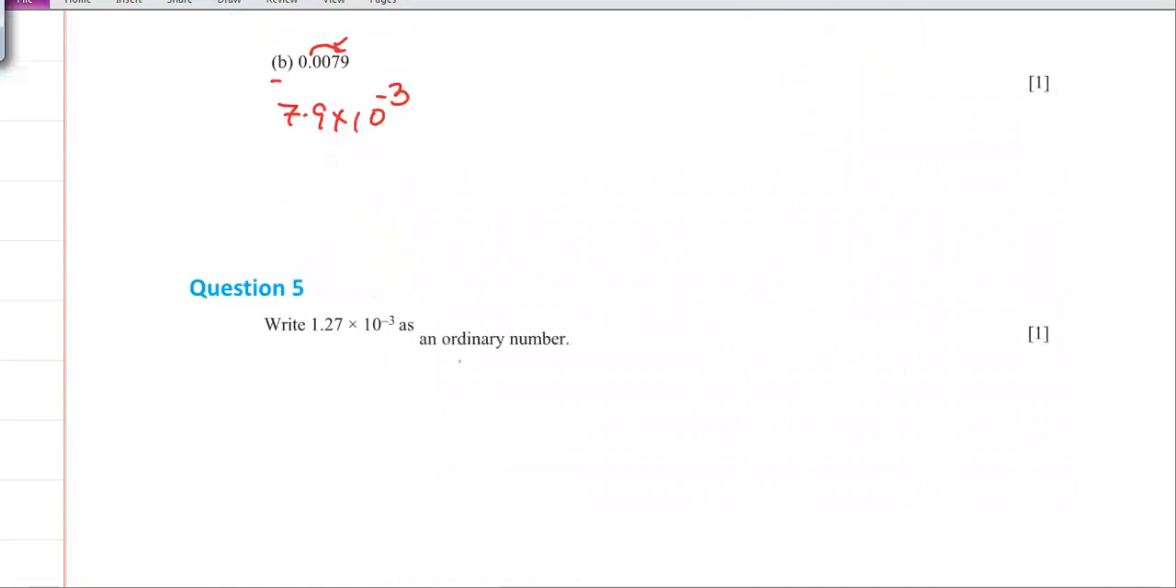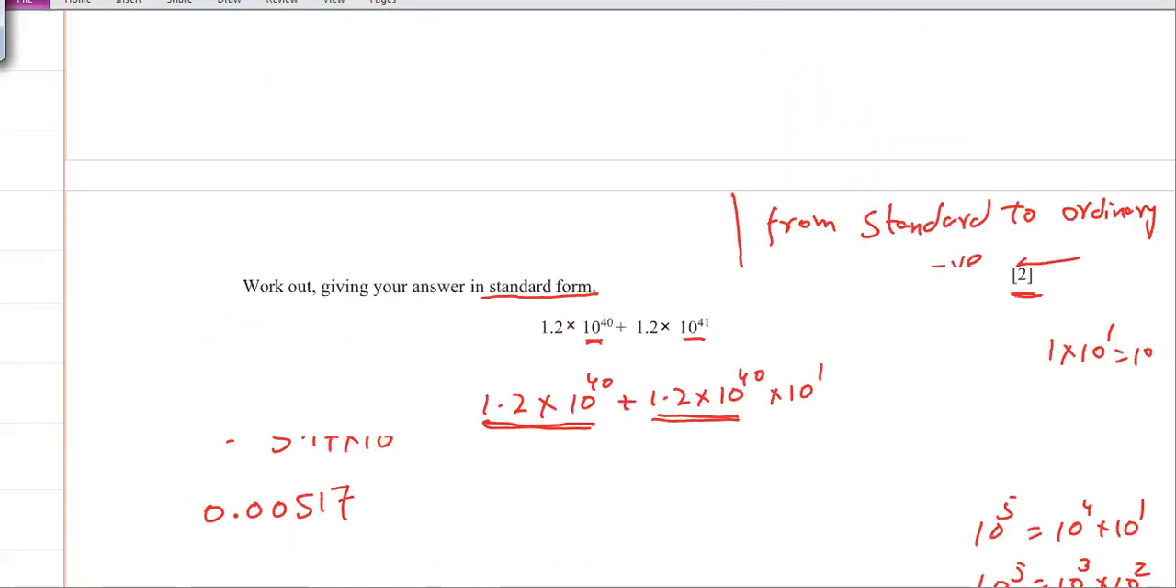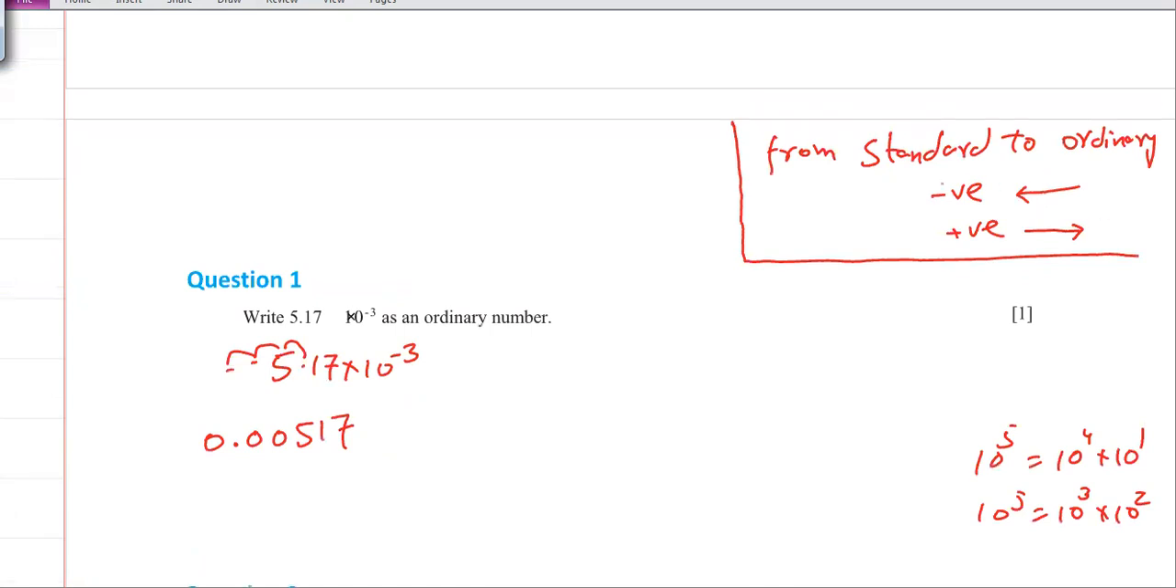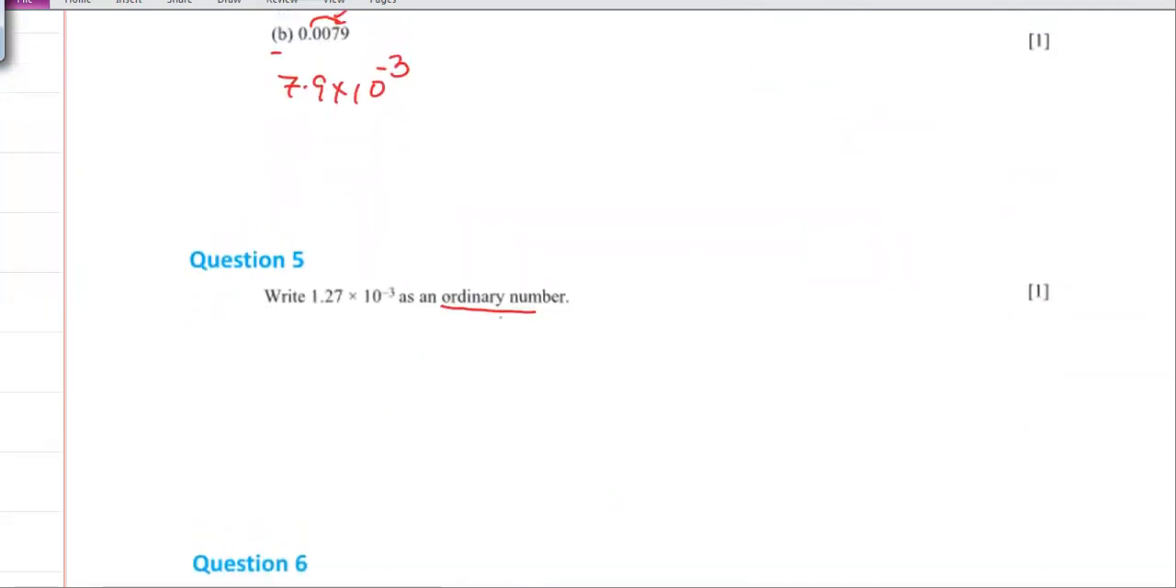Next, now you have to write in the ordinary form. In the beginning I told you, when you are shifting from standard to ordinary, keep this rule in mind. Right now we are shifting from standard to ordinary form. So the 10 to the power is negative. If it is negative power, it means your decimal will move to this side, because originally it was on that side when you made the standard form.